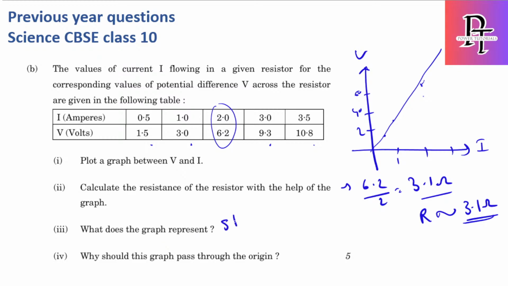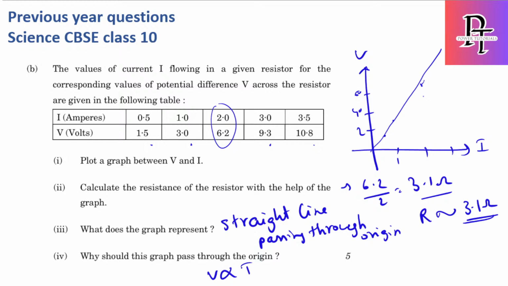Okay, so what does the graph represent? It represents a straight line passing through origin. Next, why should the graph pass through origin? Because V is proportional to I. If I is 0, V is also 0. Therefore, it has to pass through origin.